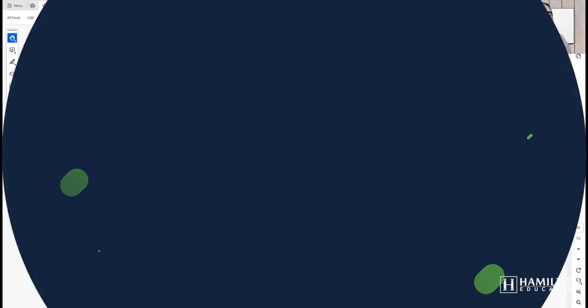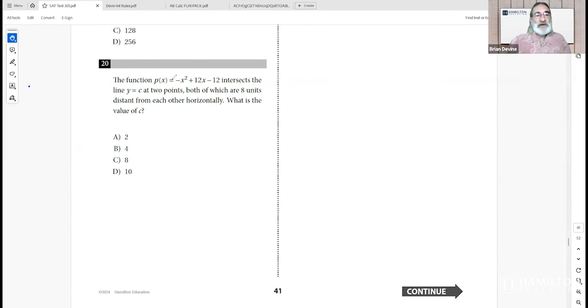Question 20. In question 20, we're given P of x equals negative x squared plus 12x minus 12. And this intersects a horizontal line at 2 points, both of which are 8 units distant from each other. And I want to know what would be the value of c in this case. Well, if I look at P of x equals negative x squared plus 12x minus 12, I can graph that thing easily.